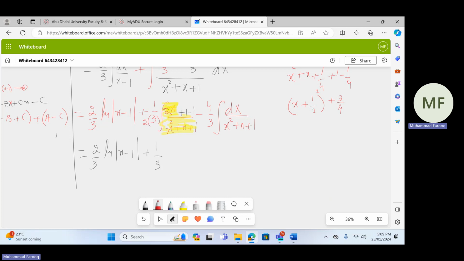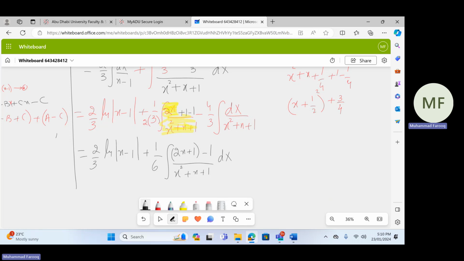Now, 3 times 2, how much, please? 6. Okay, so this is 6. Now integrate this. Now you have 2x plus 1, am I right, please? Then you have minus 1, and this is basically x squared plus x plus 1, and it is dx. So this one I wrote in that way. Is that okay, all of you? Good.